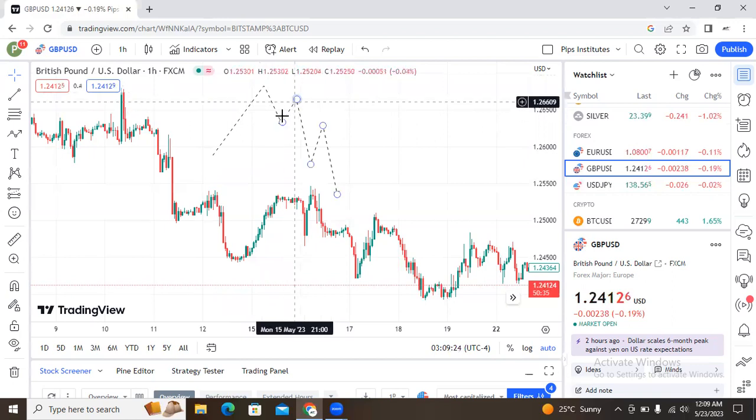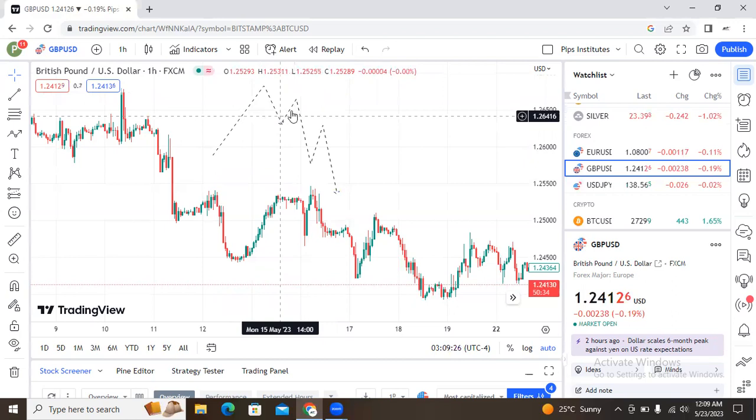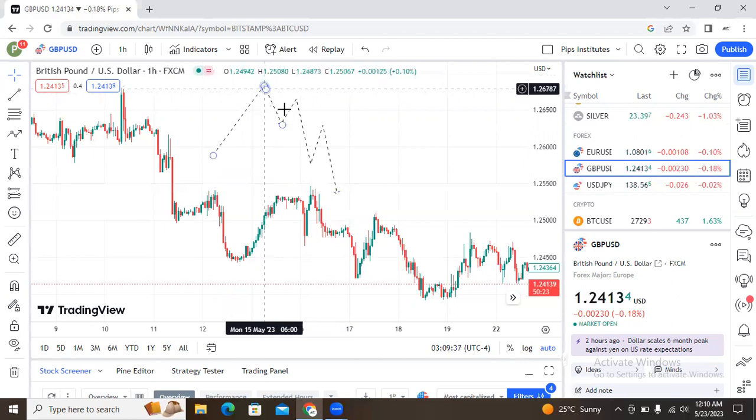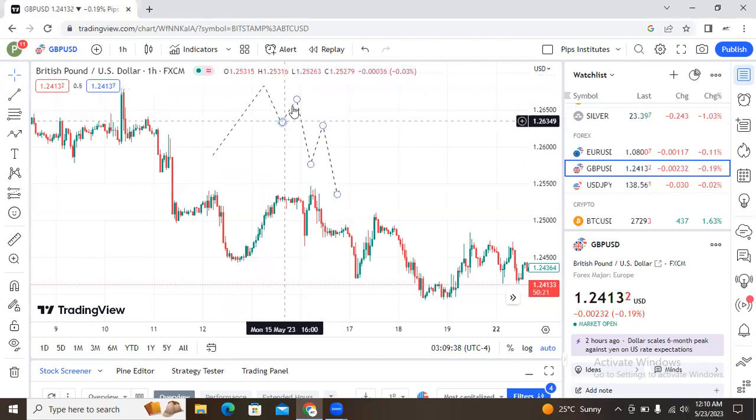Then the market gives you something like this. Then the second leg fails to break above, or it is not of equal high with this first leg of the M, then that's a failure swing. Okay, so this is a failure swing.